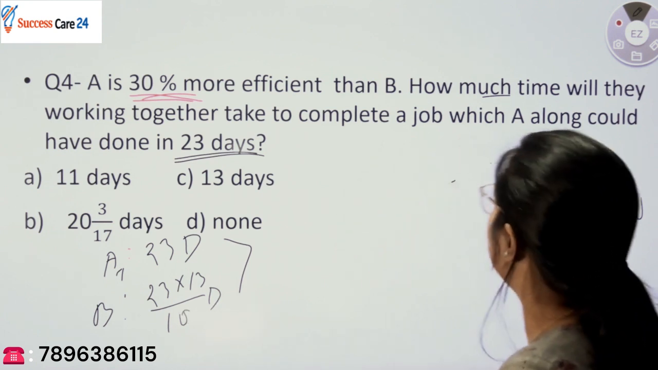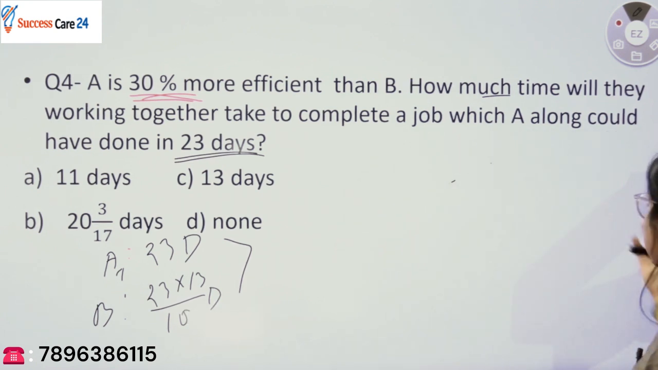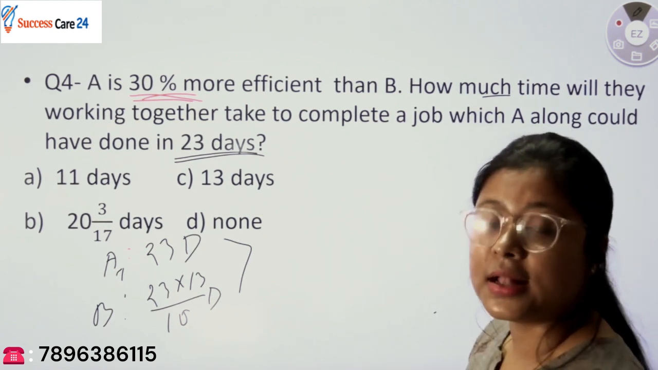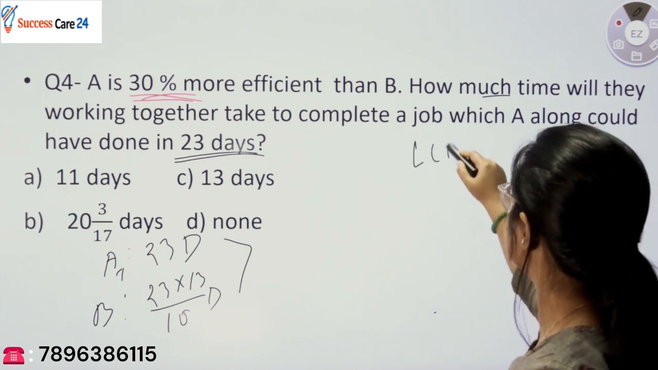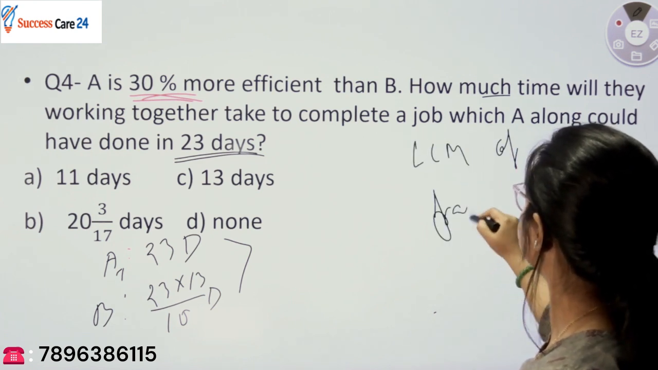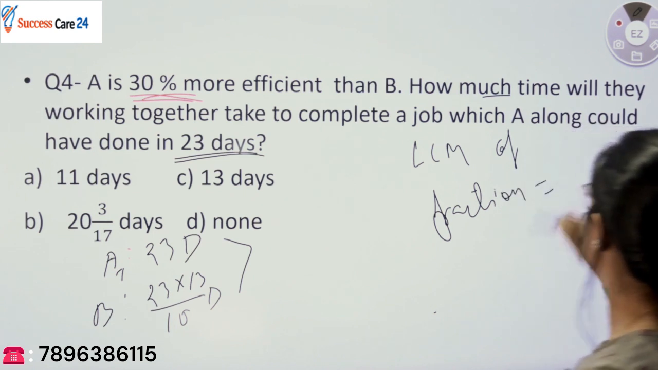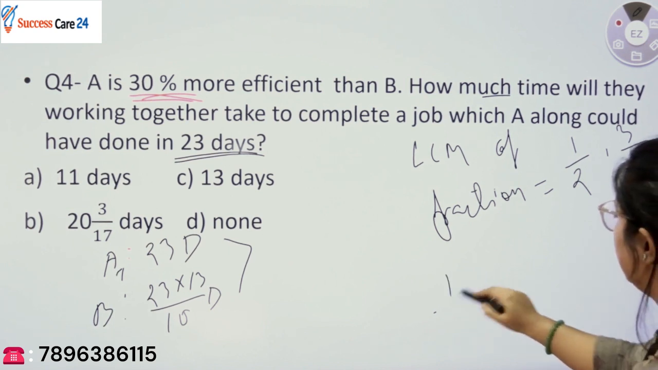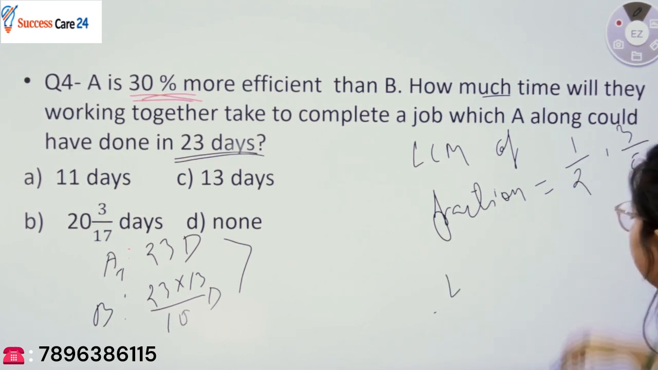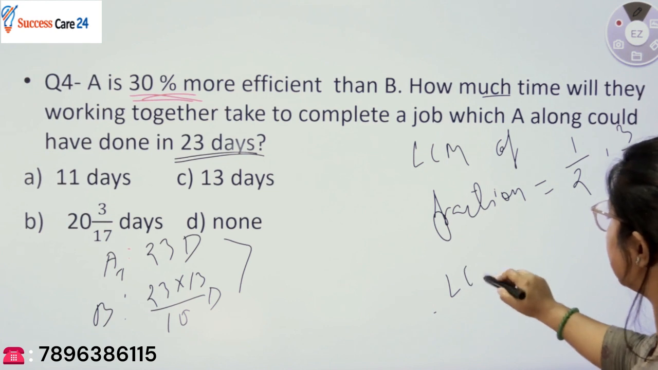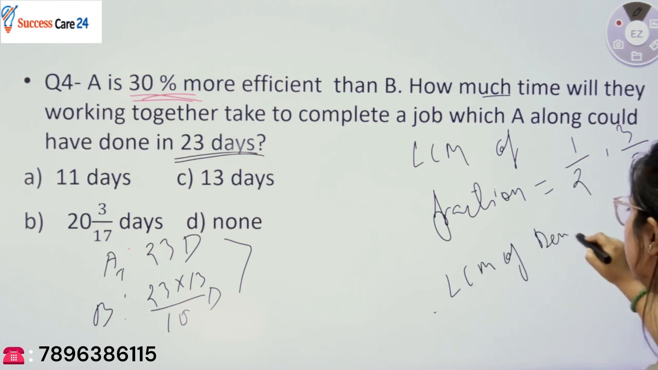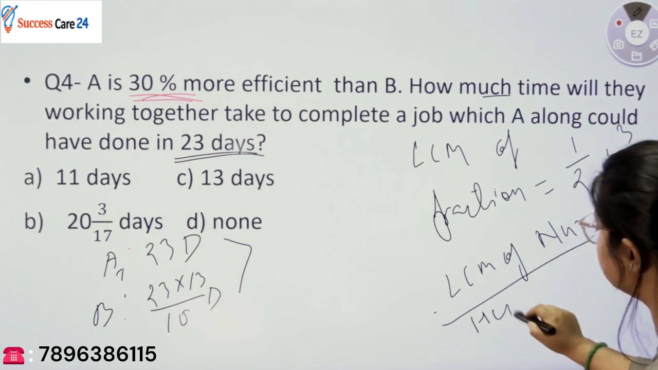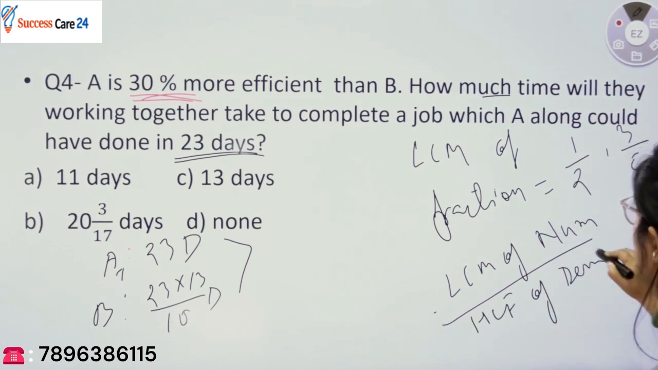What is the LCM for fractional values? Now, you know that. We know how to find the LCM of fractions. How to find the LCM of a fraction? Let us say 1 by 2 and 3 by 5. To find the LCM of 1 by 2 and 3 by 5, what we need to do is take the LCM of the numerators by the HCF of the denominators, isn't it?